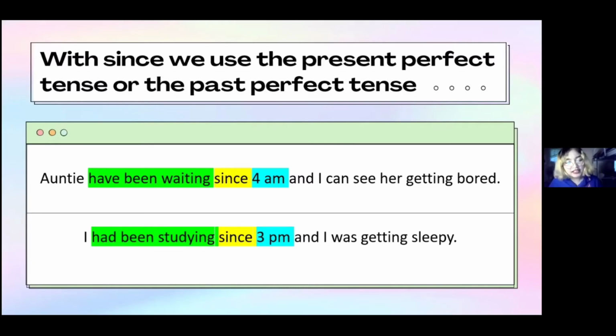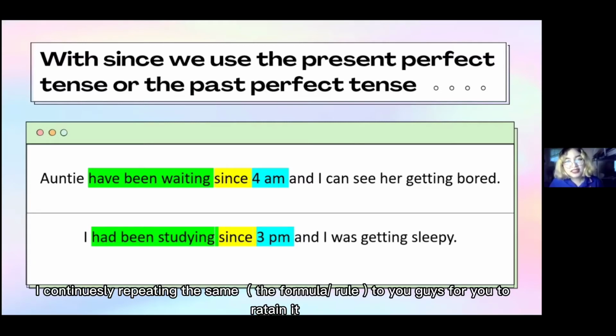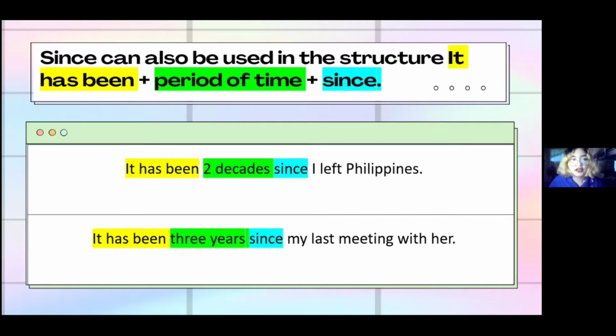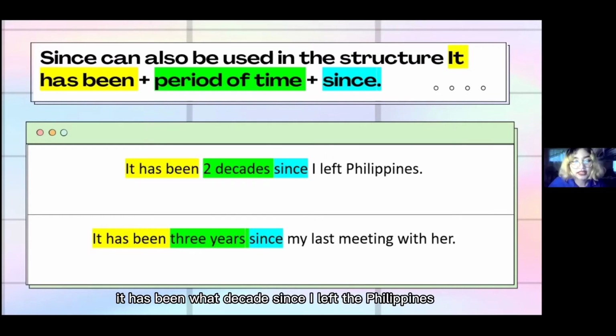I usually keep repeating this to you guys for you to understand and retain the information. Since can also be used in the structure: it has been plus the period of time plus since. For example, it has been 2 decades since I left the Philippines. It has been what? 2 decades since I left the Philippines.